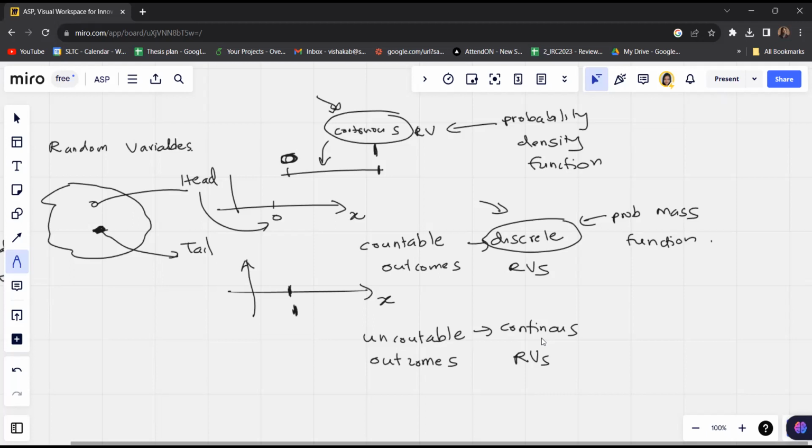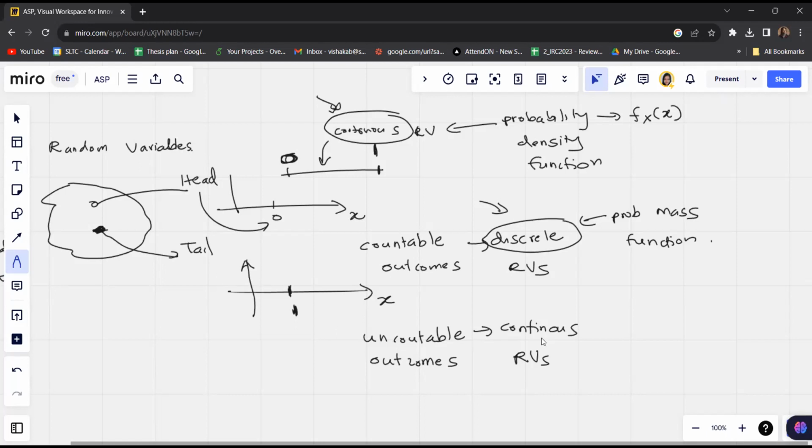Apart from that, in order to analyze how these random variables, or the outcomes of these experiments, behave, we use the probability density functions, right? If it is a continuous random variable, we use the probability density function, which we denote as f_X.